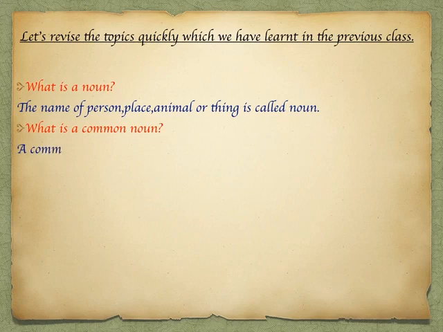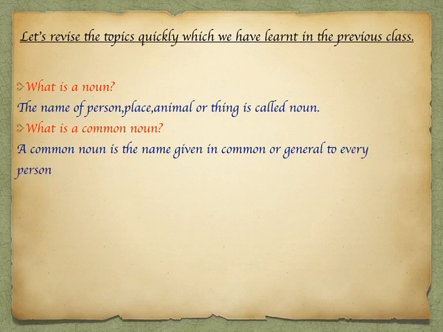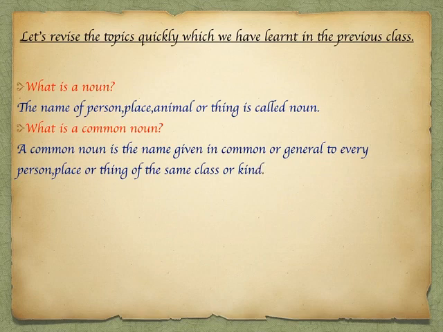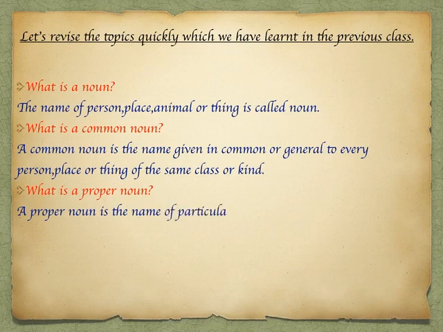What is a common noun? A common noun is the name given in common or general to every person, place, or thing of the same class or kind. What is a proper noun? A proper noun is the name of particular person or place.